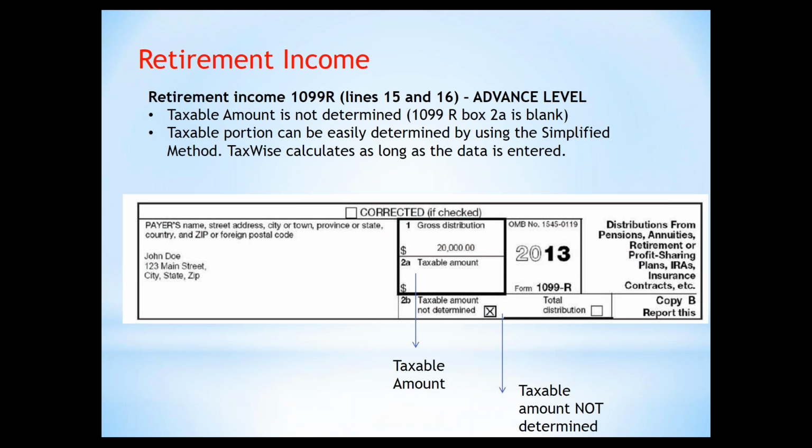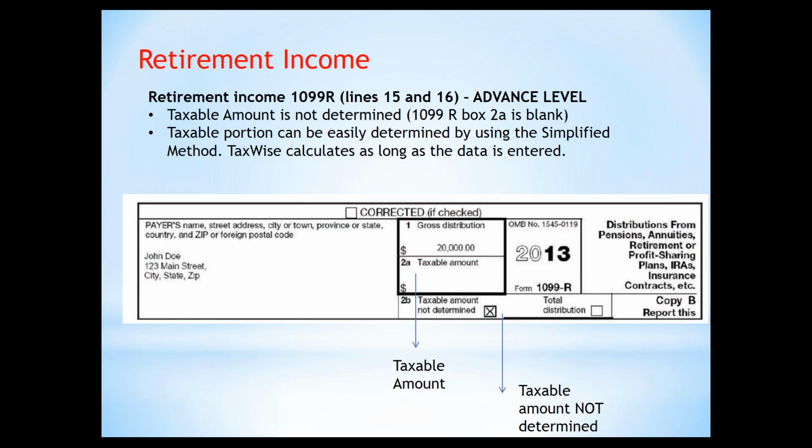Sometimes there's a distribution and only a portion of it is taxable. So make sure that you've gone through and that you're indicating if it's a taxable amount and if it's a total distribution. This information is found directly on the form. So again, it's not too tricky.